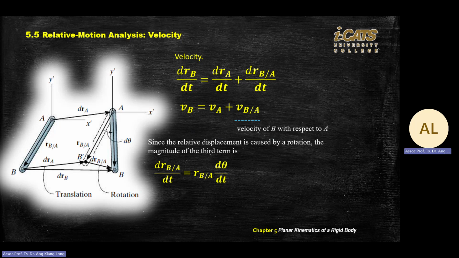Then we can rewrite this one. The d theta dt is what we know as omega, what we learned in the previous section. So you can write drB stroke A dt as RB stroke A omega. You want to put this term back into the equation here.